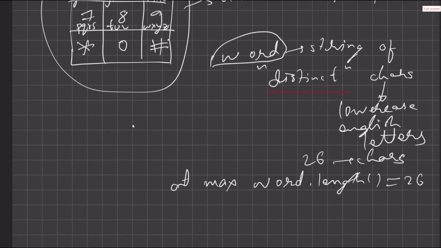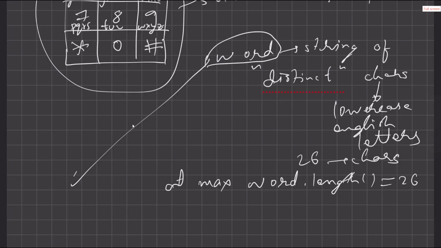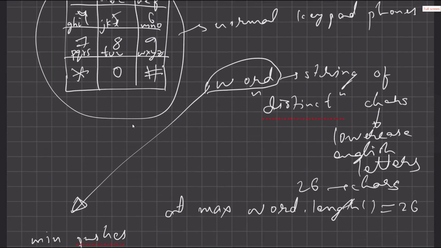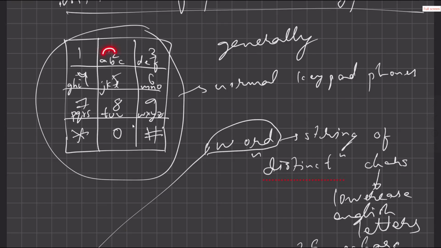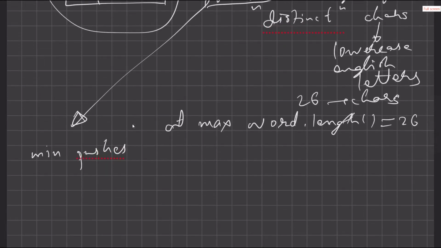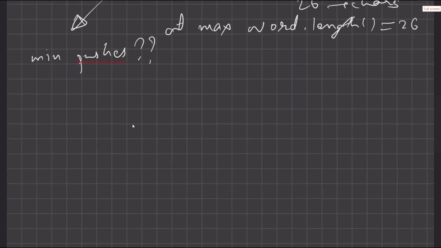They are saying that whatever word they've given, we have to make sure we are doing the minimum pushes when we are trying to type the word. You'll be pushing the buttons on the keypad, let's say 2 or 9, something like that. You have to do the minimum number of pushes in order to make the word. They're asking what is the minimum number of pushes. So let's understand with the example.